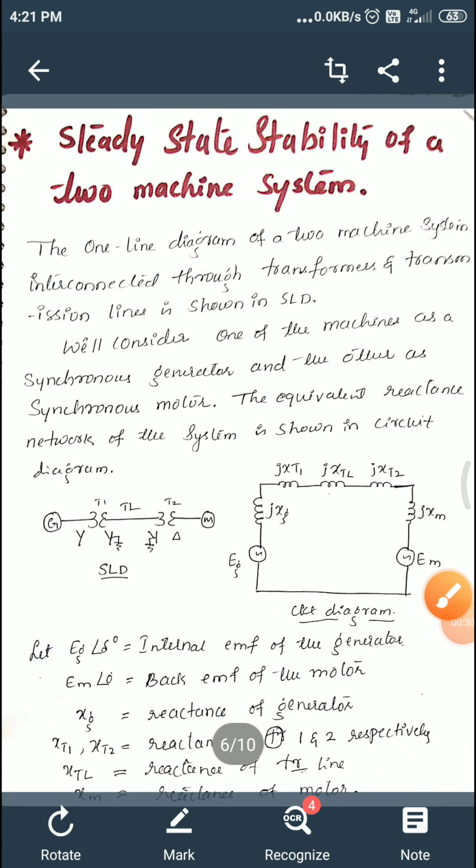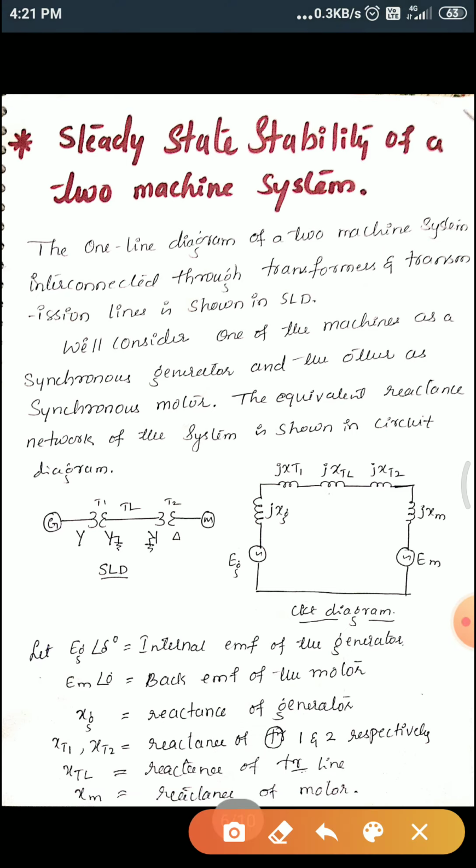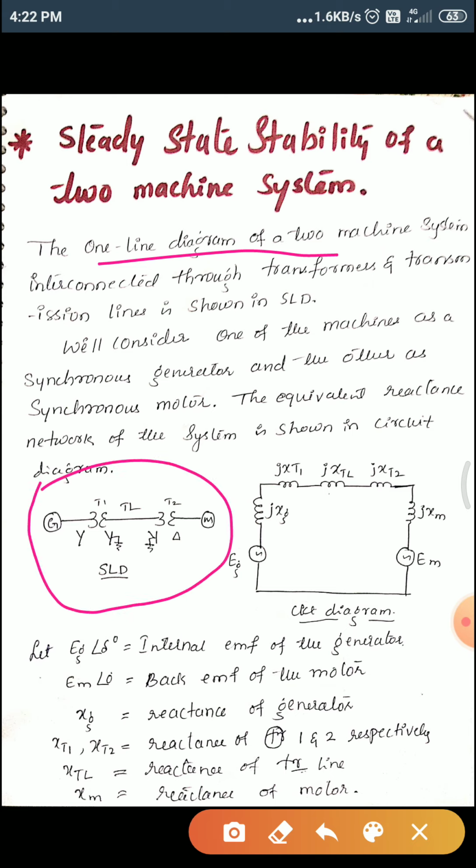So this is what we have considered: a single line diagram of a two machine system interconnected like this, through a transmission line and transformers T1 and T2. In this case, we are going to consider one machine as a generator and another machine as a synchronous motor.